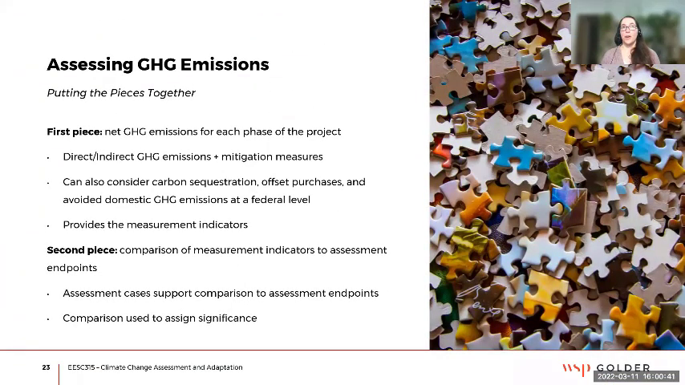And those pieces all come together by looking at the net GHG emissions for each phase. So that's your direct, indirect, plus your mitigation measures. Do you have any carbon sequestration or offset purchases or avoided domestic GHG emissions at a federal level? So this might be like a carbon leakage situation. What information do you have? This forms your measurement indicators. And once you have those, you can compare them to your assessment endpoints. And your assessment cases, of course, are going to support your comparison, and they're going to be used to assign a significance.